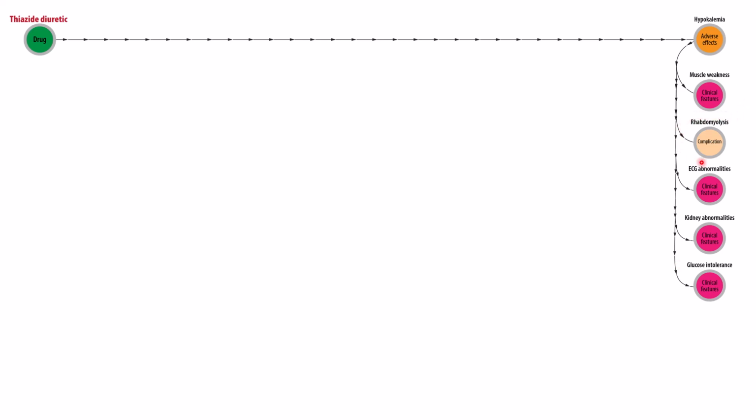Let's address the rhabdomyolysis. It's not a symptom, but rather it's a complication. Now, rhabdomyolysis characterizes the lysing of muscle cells, which would then lead to hyperkalemia because the muscles are the largest store of intracellular potassium.